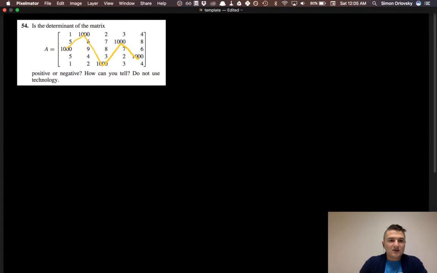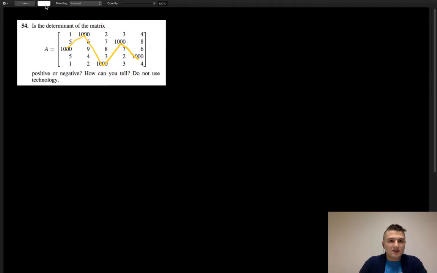So how do we determine whether or not this is going to be positive? What we need to do is look at inversions. So this is one inversion. This is two inversions. This is three inversions, and this is four inversions. So all the red lines are the inversions.